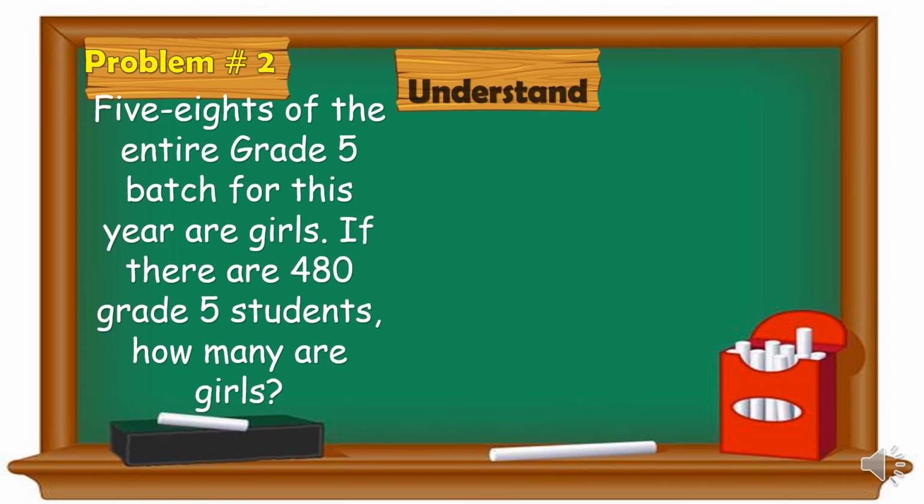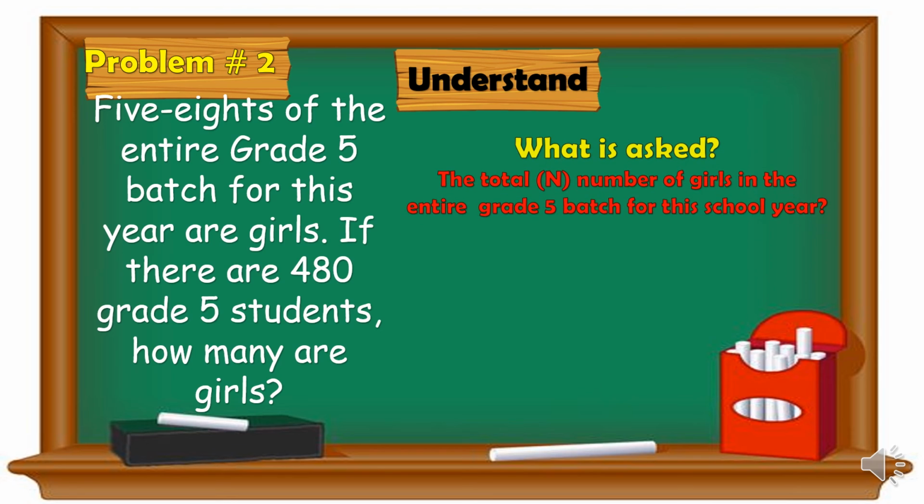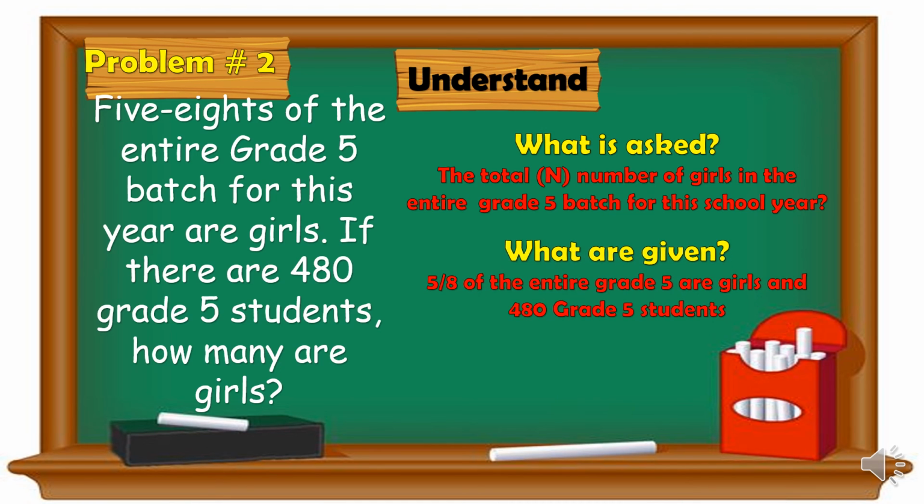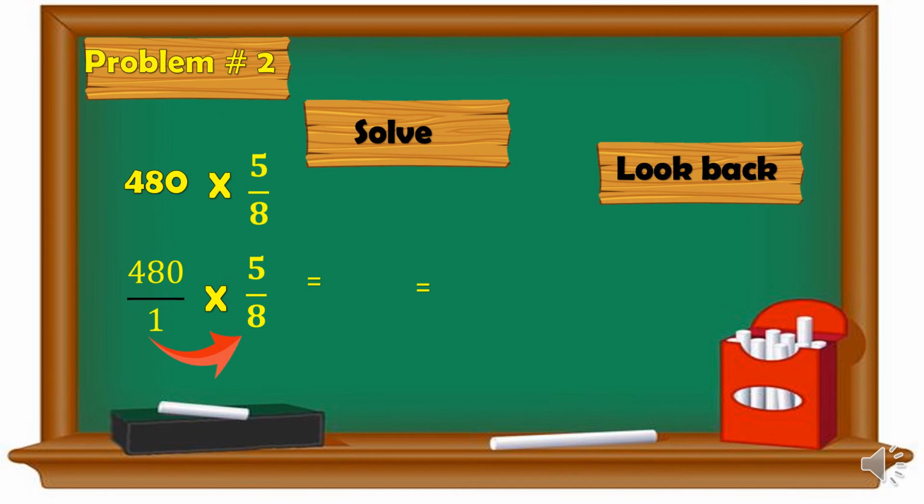Okay, so let us have the first step, which is understand. What is asked? For this problem number 2, what is asked is the total number of girls in the entire grade 5 batch for this school year. And what are given? We have 5/8 of the entire grade 5 are girls and 480 grade 5 students. Okay, let us now solve. So we have 480 times 5/8.